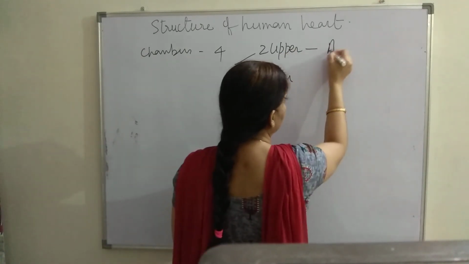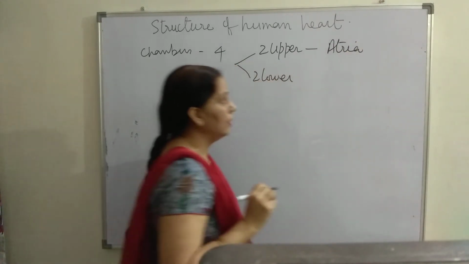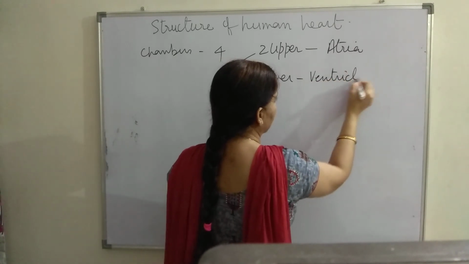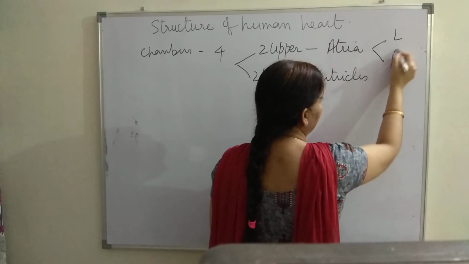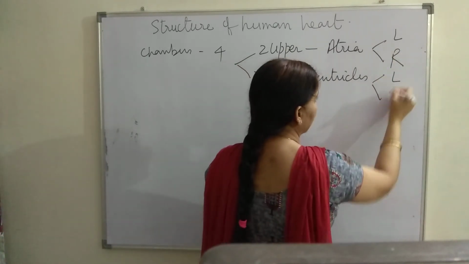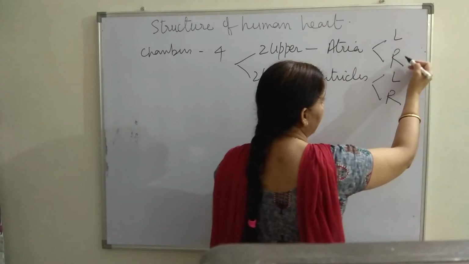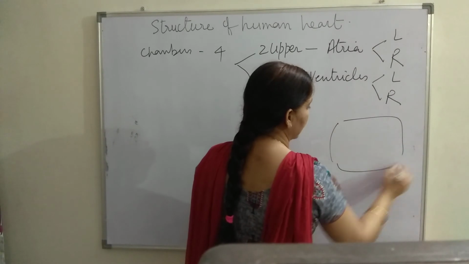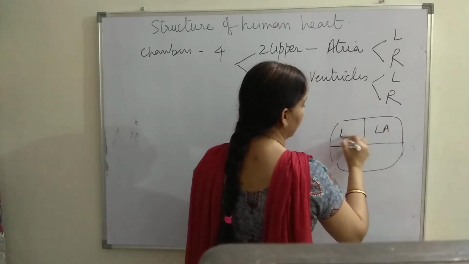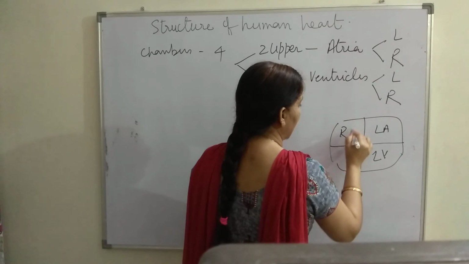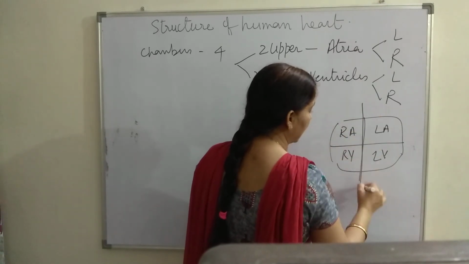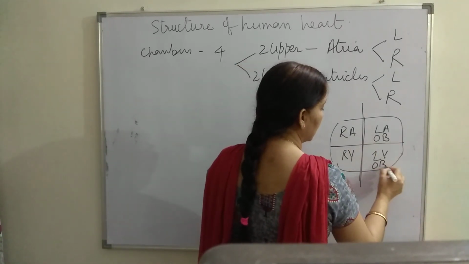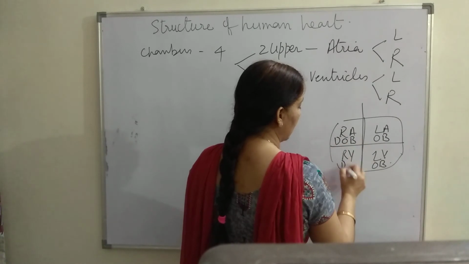Upper chambers are called atria. Atria is a plural word; atrium is the singular word. Lower chambers are ventricles. They are completely divided into right and left chambers: left atrium, left ventricle, right atrium, right ventricle. If we see a ray diagram, you will find them completely separated from each other, and this part carries oxygenated blood, this part carries deoxygenated blood.